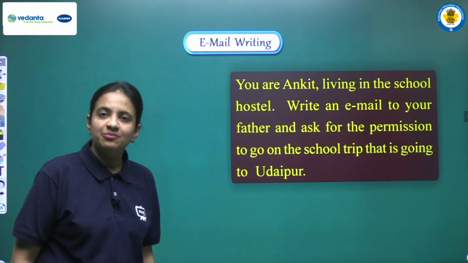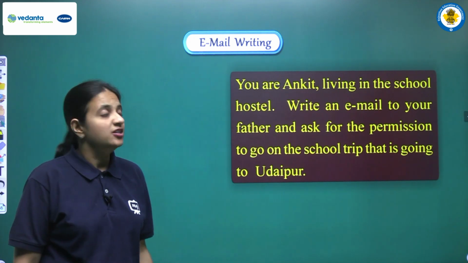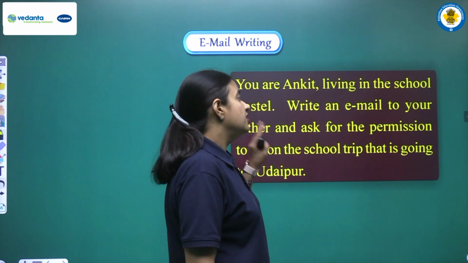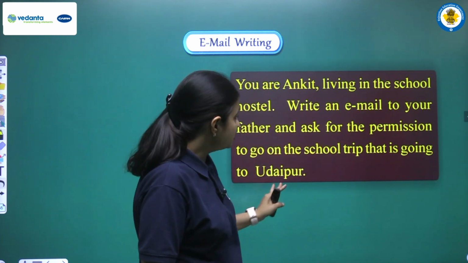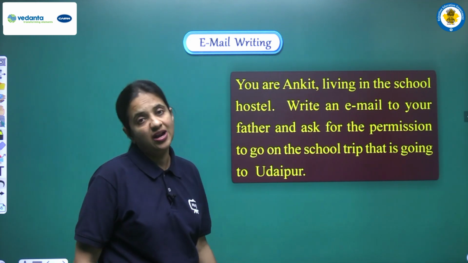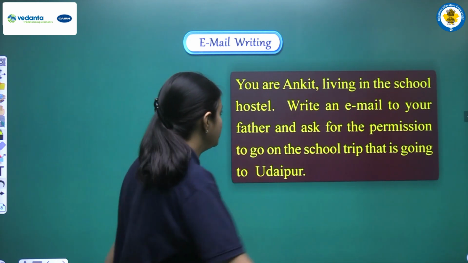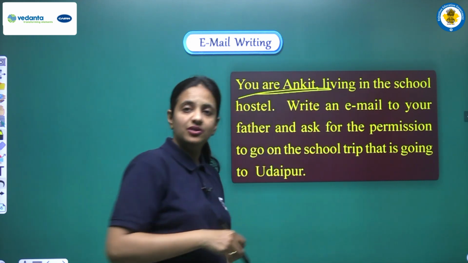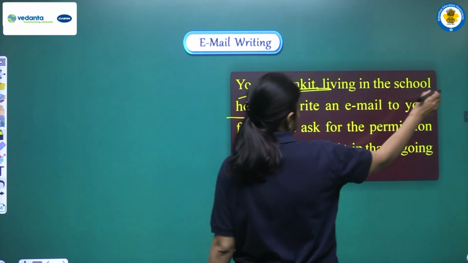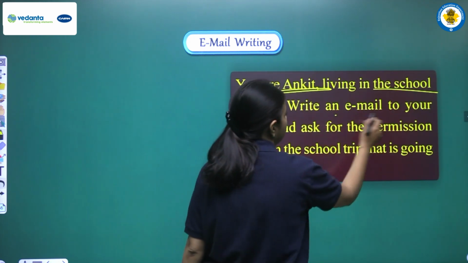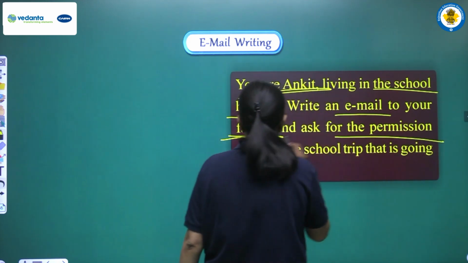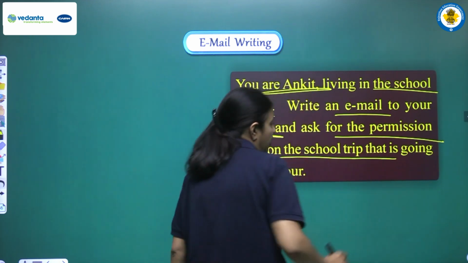So now the next example, or we can say the next question that we have. Let's read the question. You are Ankit, living in the school hostel. Write an email to your father and ask for permission to go on the school trip that is going to Udaipur. Now according to this question we have to imagine that we are Ankit, our name is given to us. So we have to imagine that our name is Ankit and we live in the school hostel, right? And now we have to write one email to our father. Why? In that email we have to ask for permission to go on the school trip that is going to Udaipur.